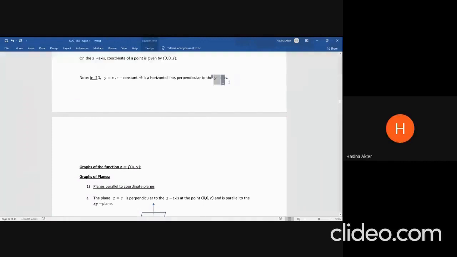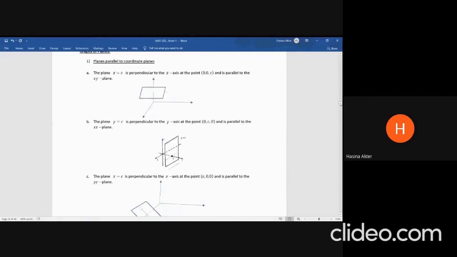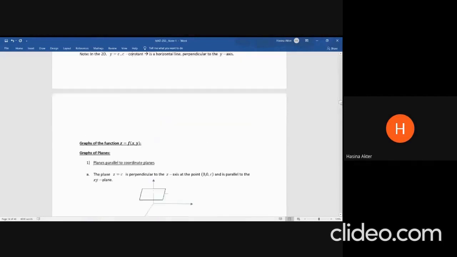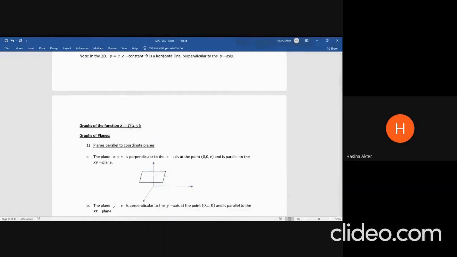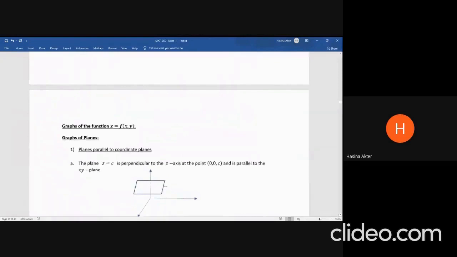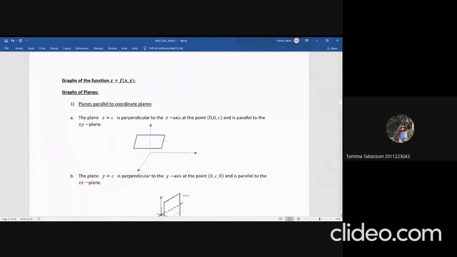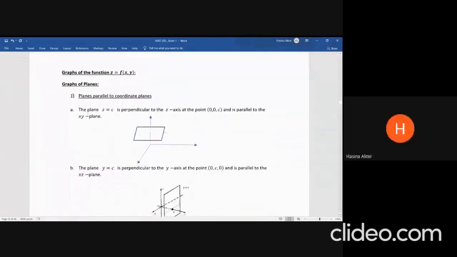Now, when you are in 3D, instead of giving us a line, this will give us a plane. So now let's see the conclusion for 3D space. Is the font big enough to read from your side? Yes, ma'am. Now we are talking about planes that are parallel to coordinate planes.